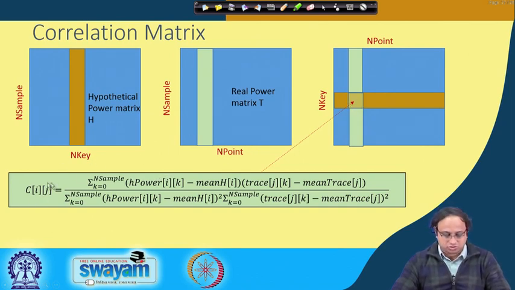So basically, Cij means that you are taking the ith column of the hypothetical power matrix and correlating it with the jth column of your real power matrix. If you want to correlate these, you can straight away apply Pearson's correlation, which means you find the covariance and divide it by the product of the variances. So you calculate the variance of each of them, and then divide by their product. That is exactly what is done here.